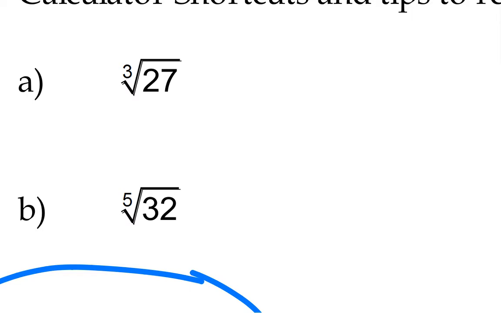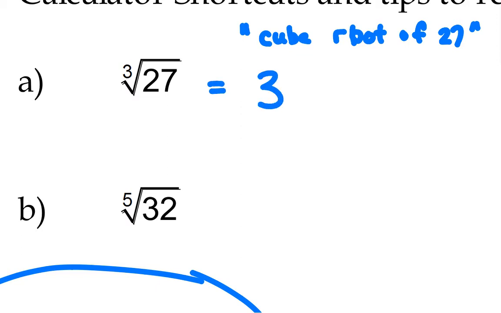Nope. Cube root of 27. Okay, cube root of 27. So someone said 3. What does that mean? The answer is 3? Okay, sure. If you put that in a calculator, you would get 3.